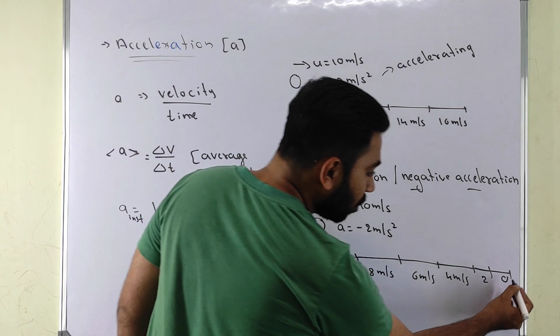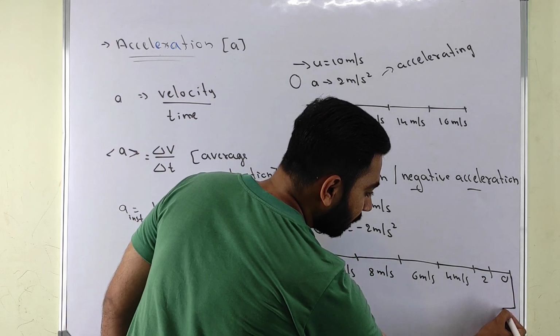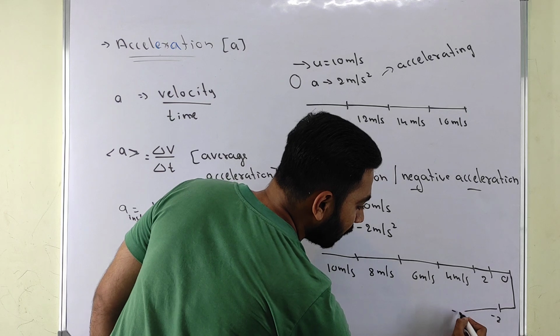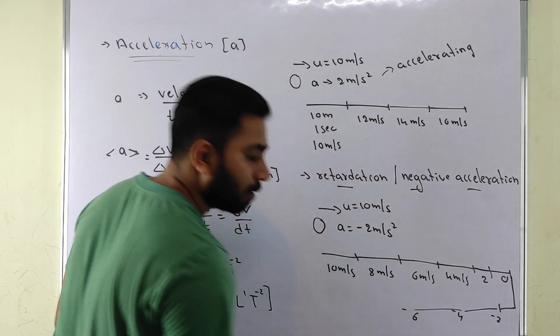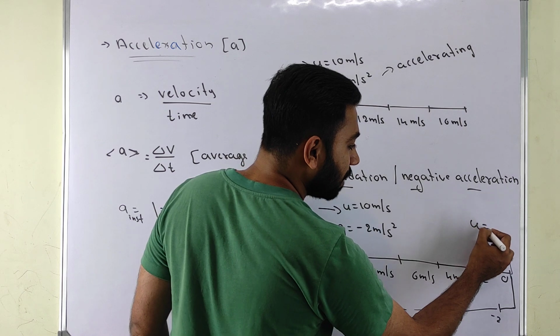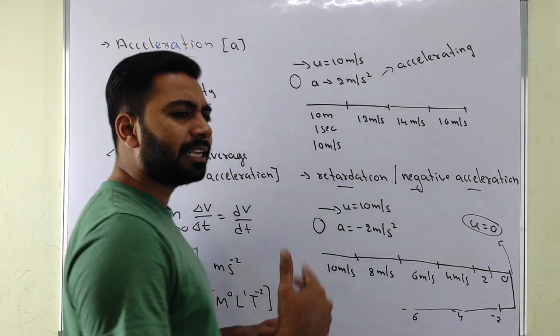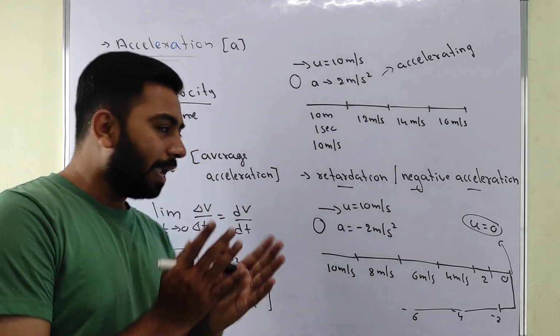Once it becomes 0, it will take a U-turn. After some time it will increase in the negative direction: -2, -4, -6, like this. The point where velocity becomes 0, this we call the turning point. We will see great problems on this in the next class. Now come to the main topic.